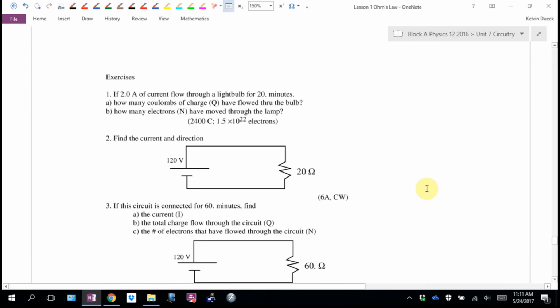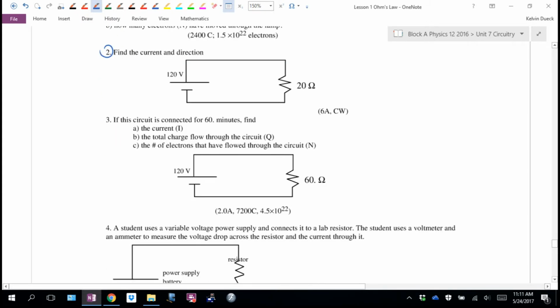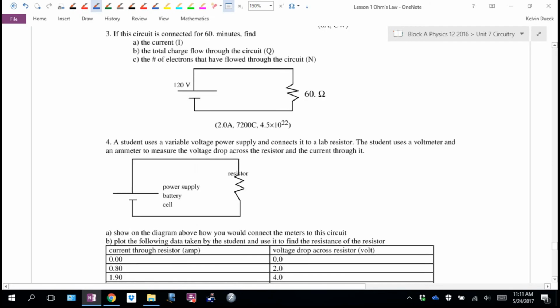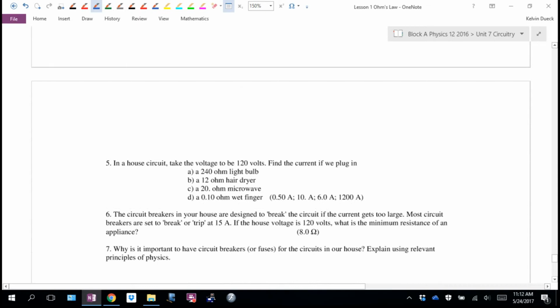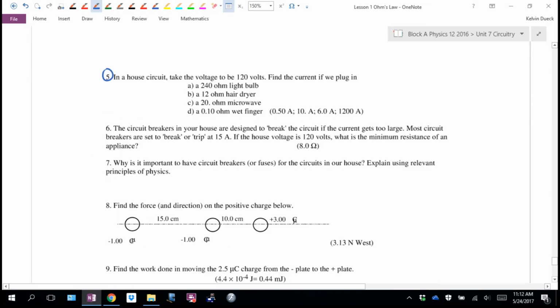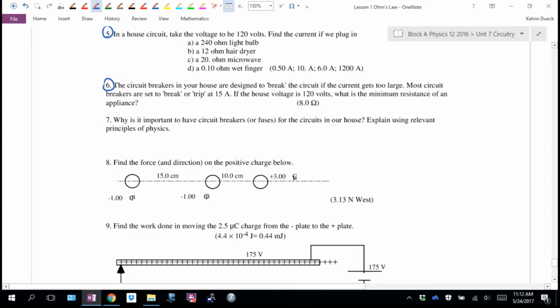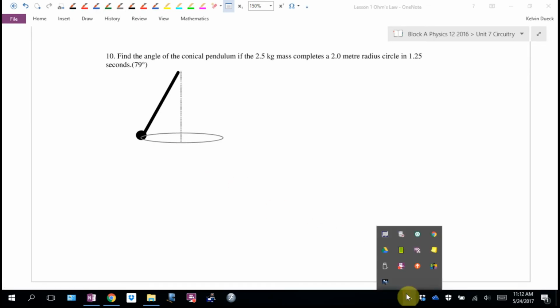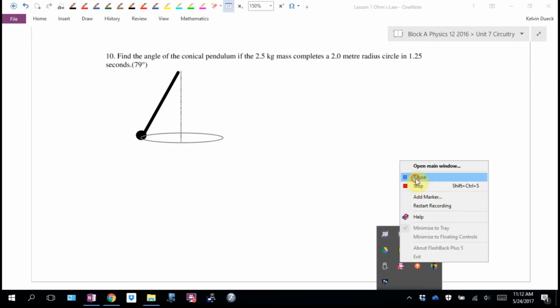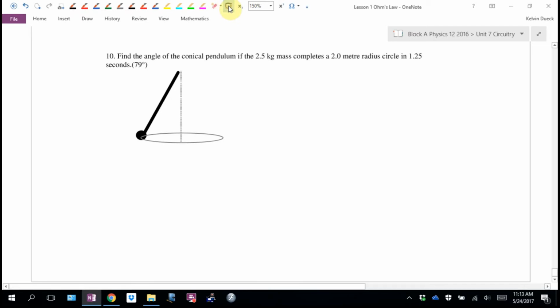What's your homework, part 1? You can do number 1, you can do number 2. Number 5. Number 6. And then I'm going to move on to lesson 2 today. So it's a little weird, but lesson 2.